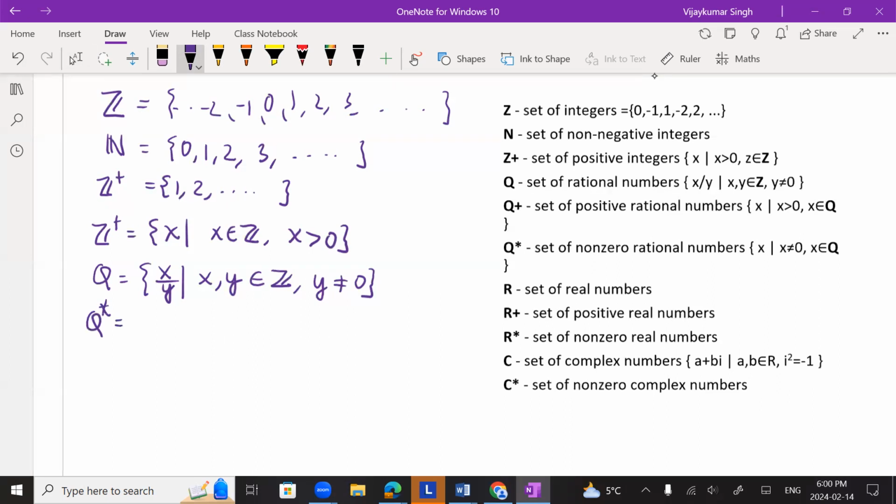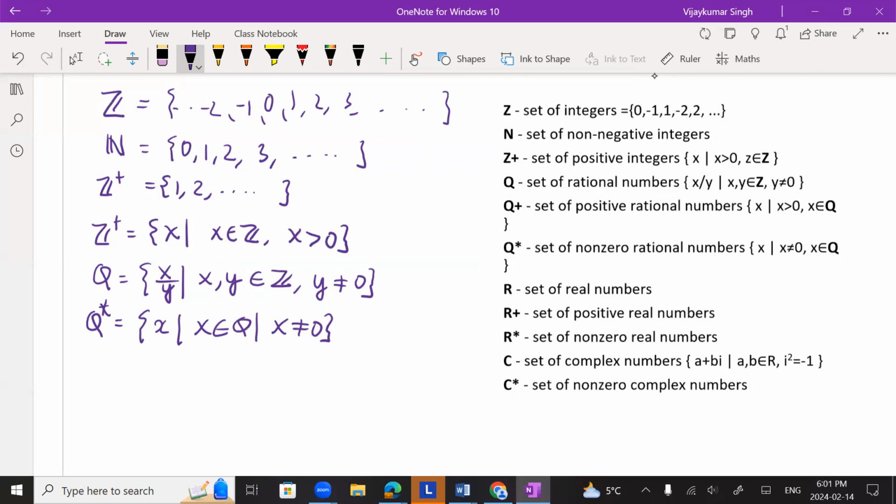Now similarly, we can have Q star. Q star simply means all those elements X such that X belongs to Q and you don't want X to be 0. Our interest only lies until Q, maybe Q star. When you're given Q star, it will be defined to you clearly, so you don't really need to worry about these notations as such.